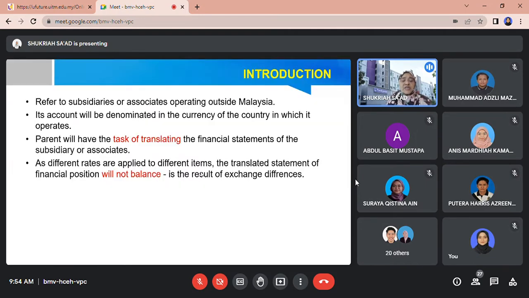Okay, foreign operations. Okay, parents we have the task of translating. So as different rates are applied to different items, item ni guna rate ni, yang ni guna rate ni. Itu method nanti. Okay, soalan dah bagi dah. Standard dah bagi guideline dah macam mana, how to apply. Okay, so rate dia tu bukan macam yang kita guna masa MAF 603. Tengok je berapa dia punya spot rate ataupun forward rate. Yang ni tengok kepada guideline. Kita dah bagi dah, nilai apa nak bagi apa.